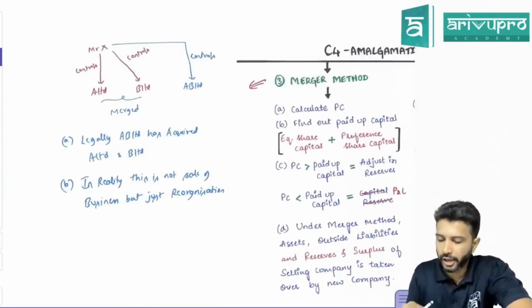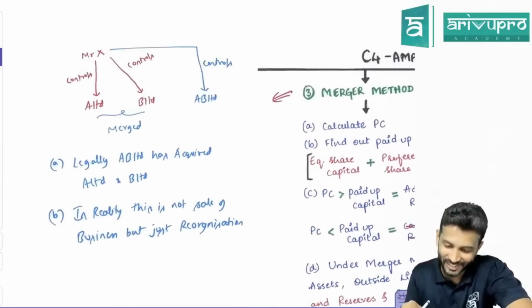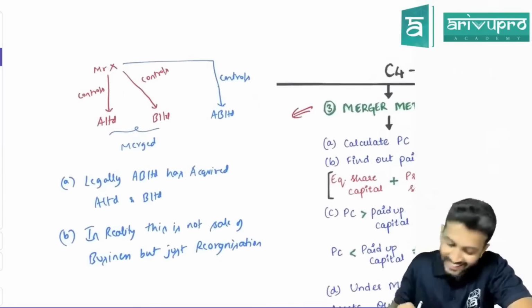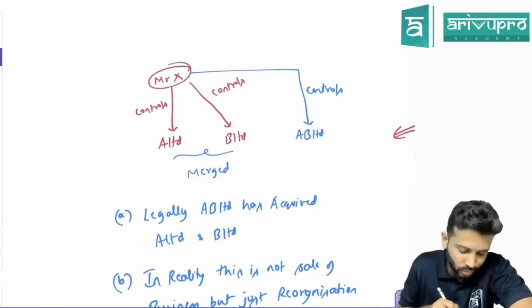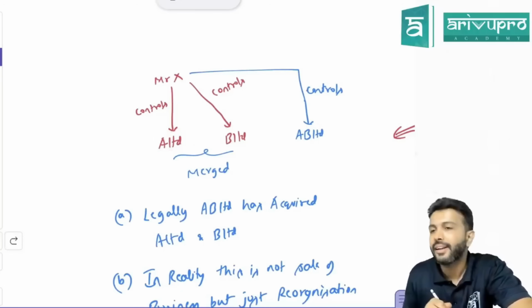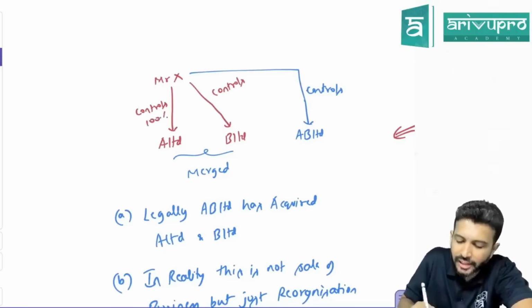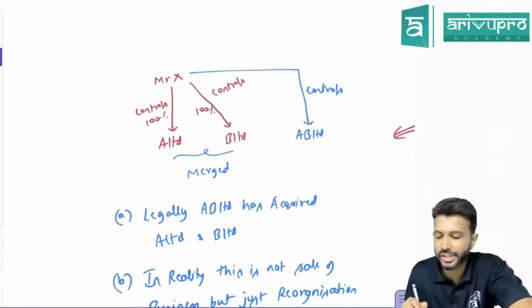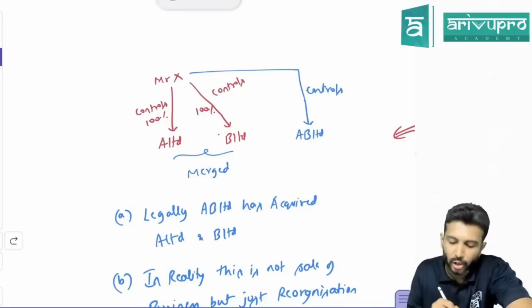Now this merger method, stupid method. Why, sir? Check this. Let's take a small example. There was one Mr. X. He was controlling A Limited and also B Limited, because he was a majority shareholder in both. Let's say 100% of shares in A Limited was held by Mr. X, and 100% shares in B Limited was also held by Mr. X. So he was controlling two companies.